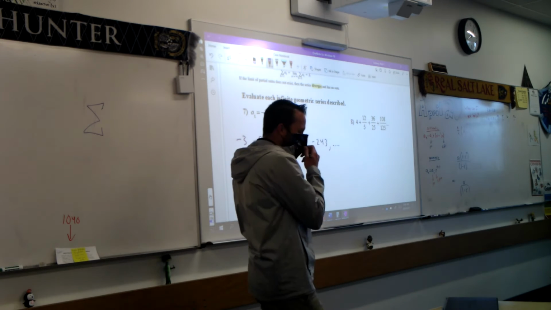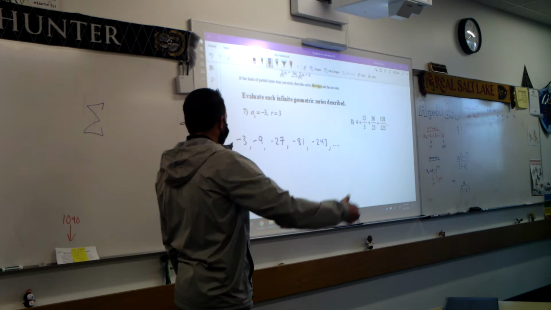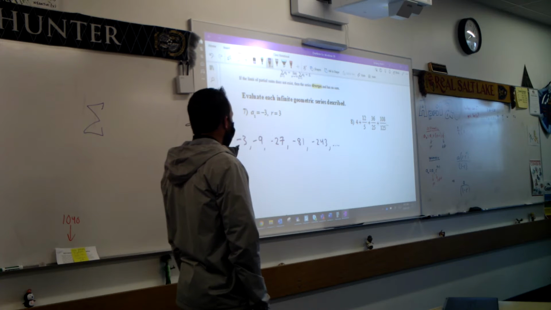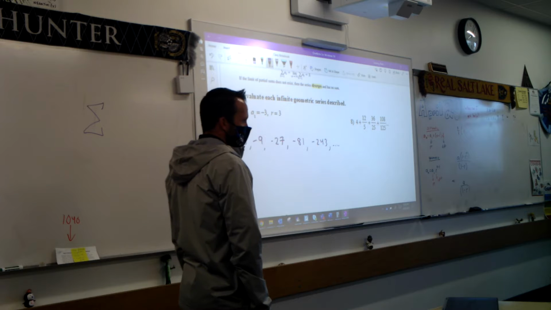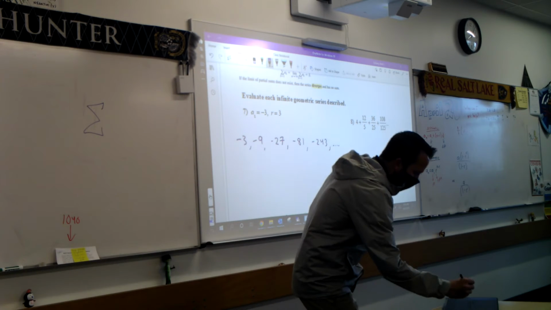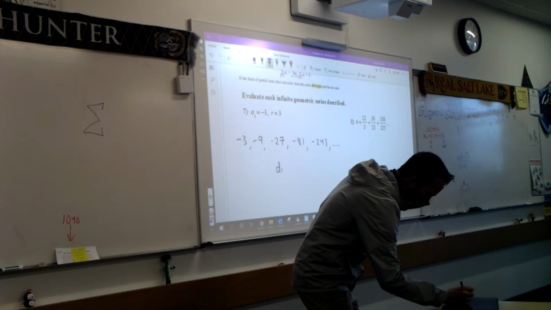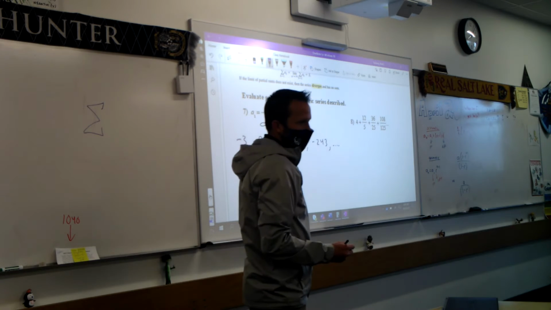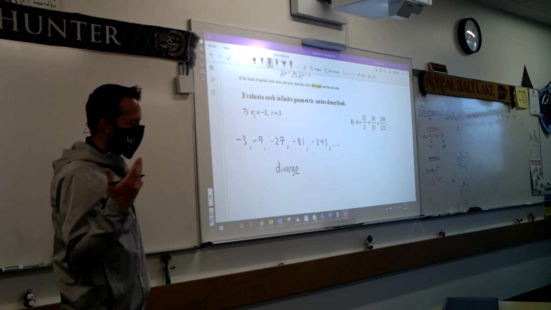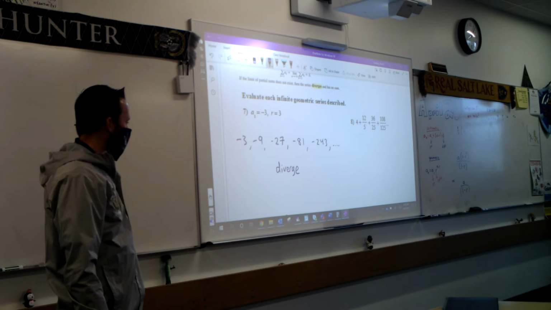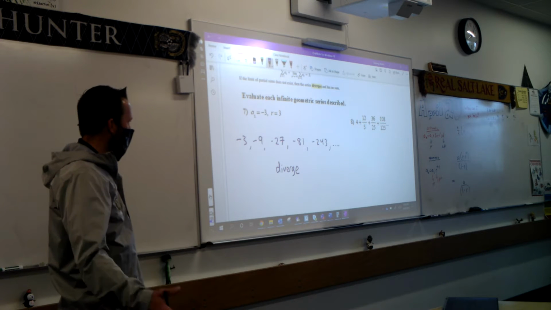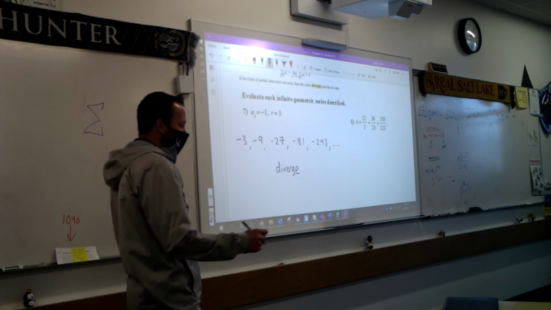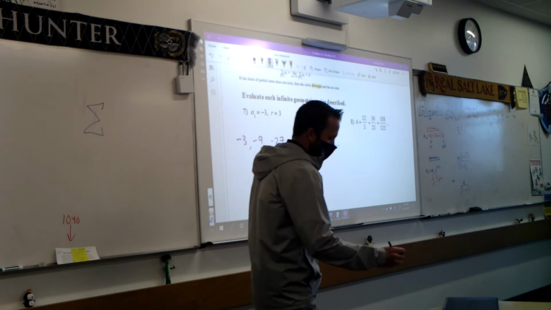Now, what's going to happen as we keep going and going and going? Is this going to converge or is it going to diverge? This is going to diverge. It's just going to get bigger and bigger and bigger. So can we add up the sum? No, it's just going to be a really big negative. It's going to be infinite, right? It's just going to keep getting bigger and bigger. So we can't add it up if it diverges. Someone put a frowning face.